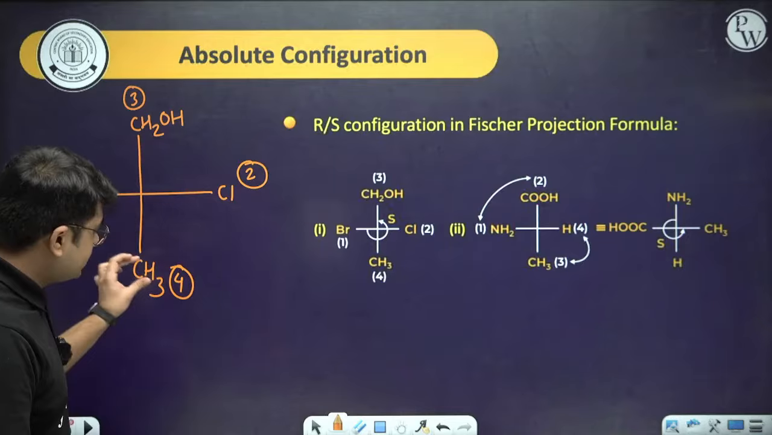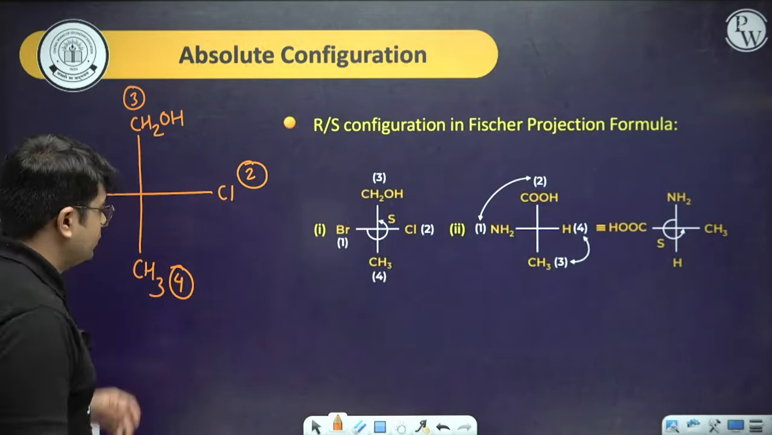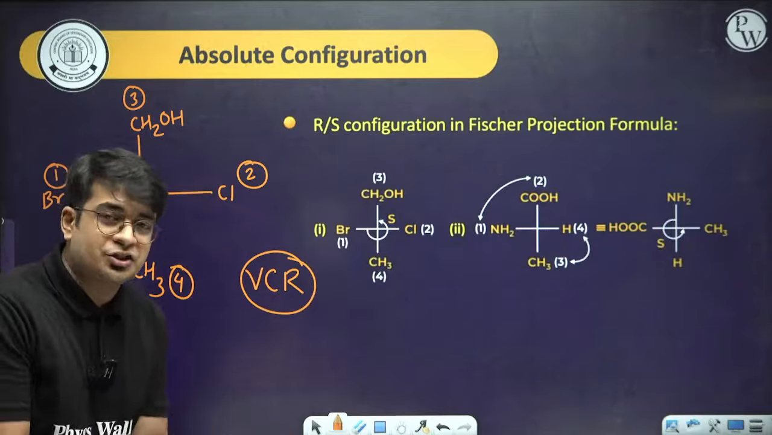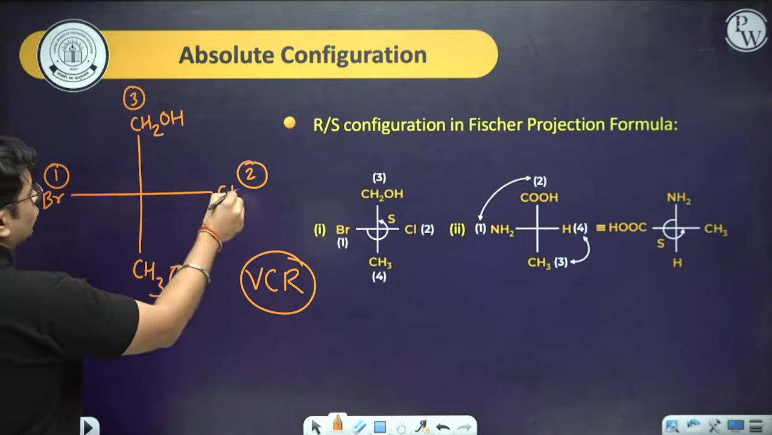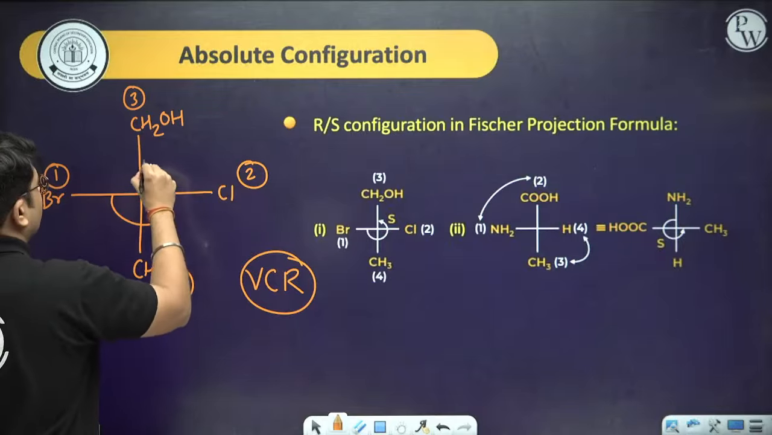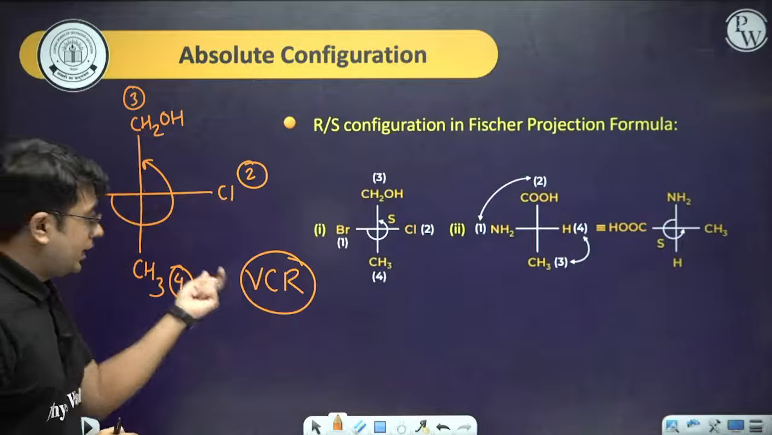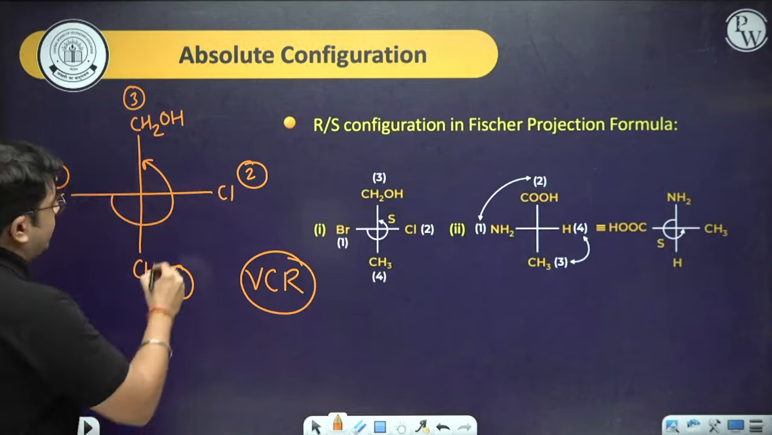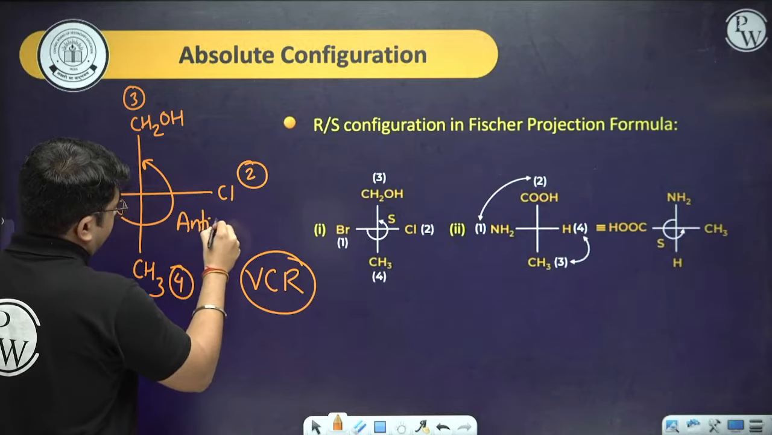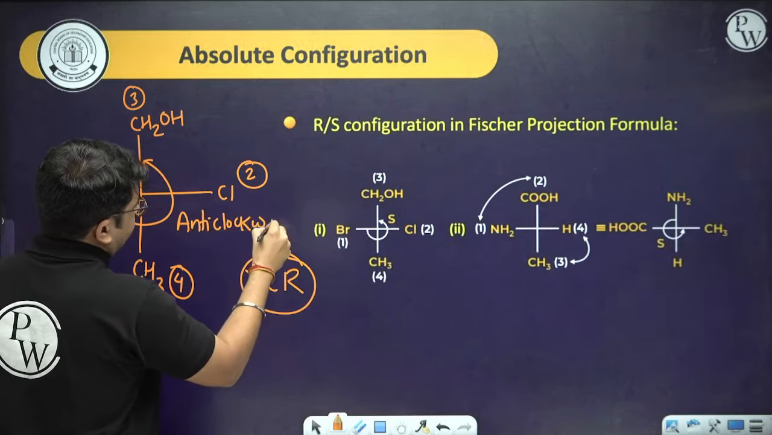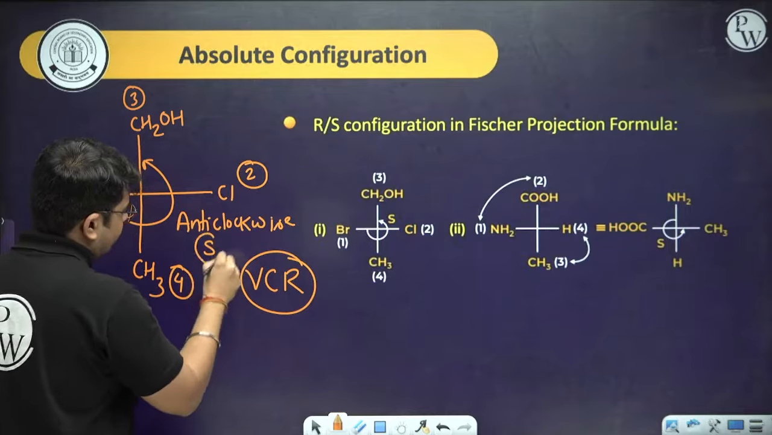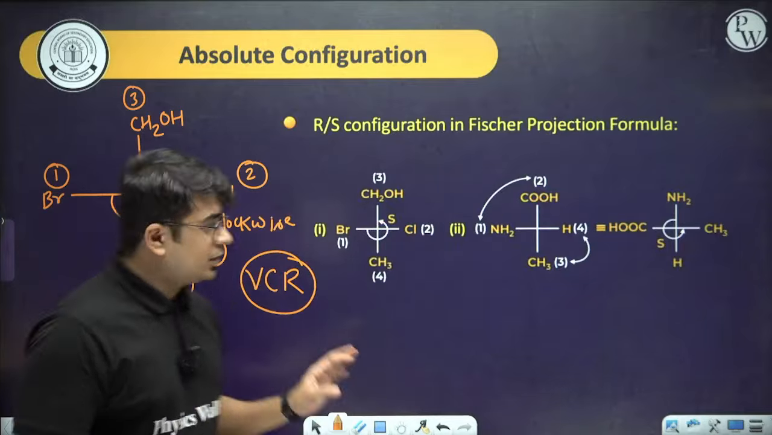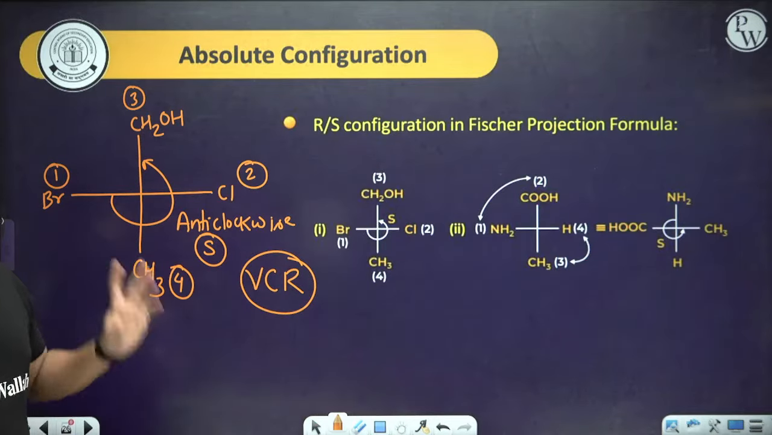Now the least priority group is present on the vertical line. So VCR. I am going to use this part without any change. So I can say 1 to 2 to 3. It is anti-clockwise. If it is vertical and the rotation is clockwise, it should be R, but it is anti-clockwise. So definitely that configuration will be S. If you don't want to do anything, if you don't want to do even number of changes, then you can directly use this entire part. I hope this portion is clear.